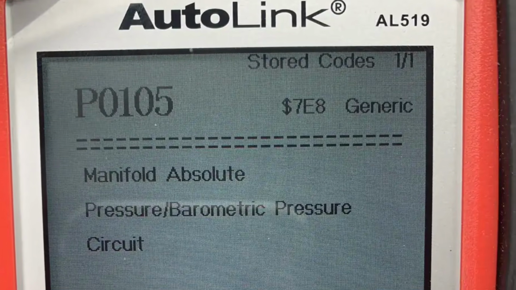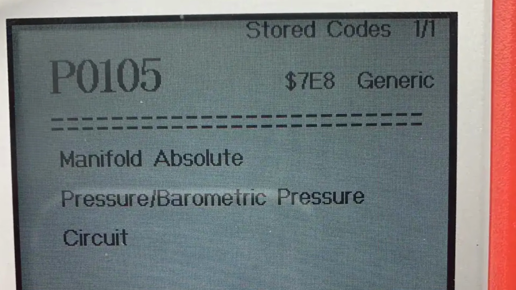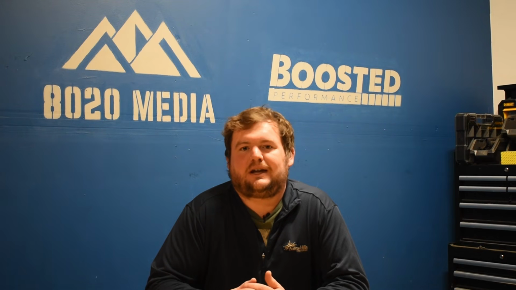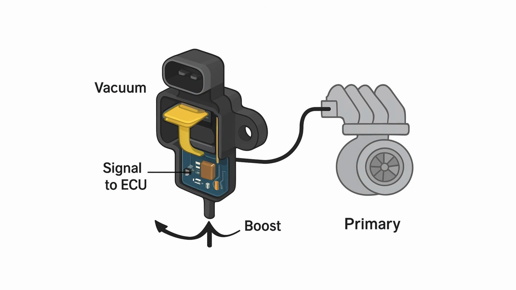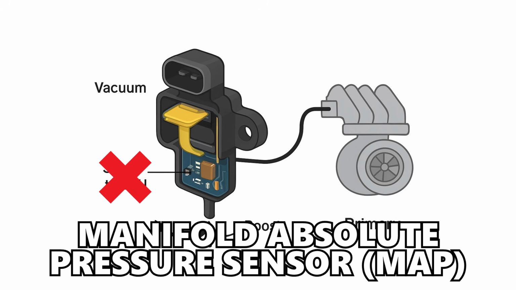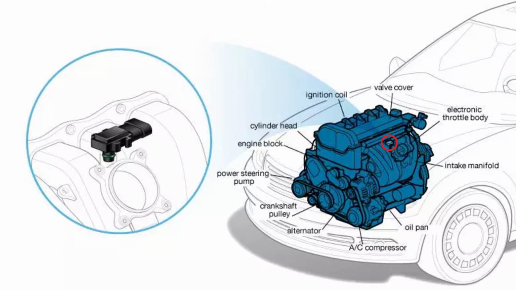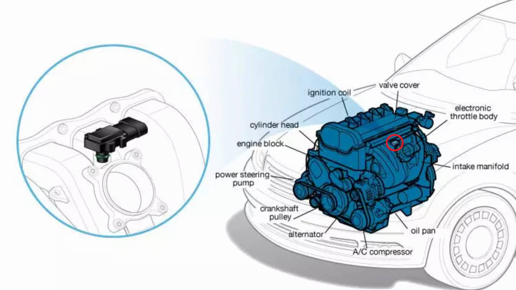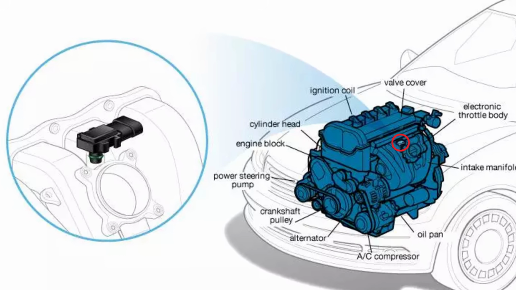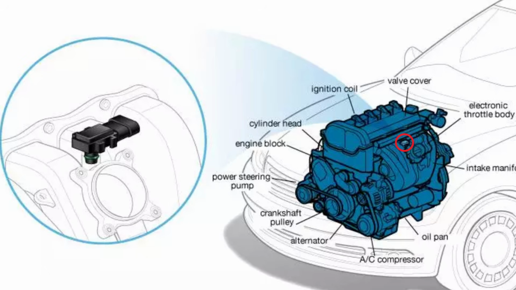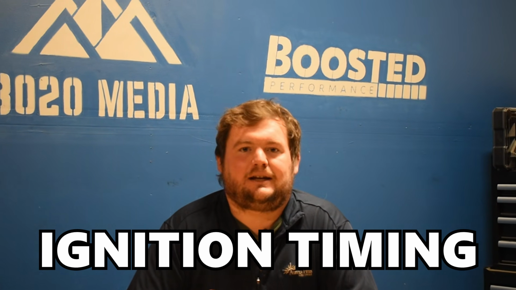Fault code P0105 indicates manifold absolute pressure sensor circuit malfunction. Essentially what this fault code is indicating is that the computer is not receiving the expected data from the manifold absolute pressure sensor, or the MAP sensor for short. This sensor is responsible for measuring pressure in the intake manifold as well as vacuum, and it also calculates engine load, which is critical for determining fuel injection and ignition timing.